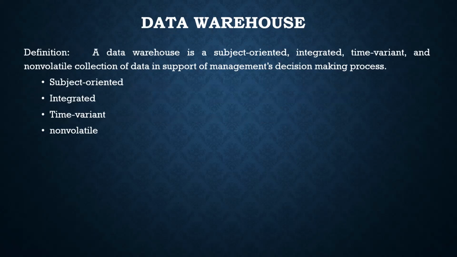Now, what is the definition of a data warehouse? This is the definition. A data warehouse is a subject-oriented, integrated, time-variant, and non-volatile collection of data in support of management's decision-making process. The first point of the definition is subject-oriented. When you store the data in the data warehouse, we store the information depending upon the subject, meaning what kind of information we have, and depending upon the subject you divide the data.